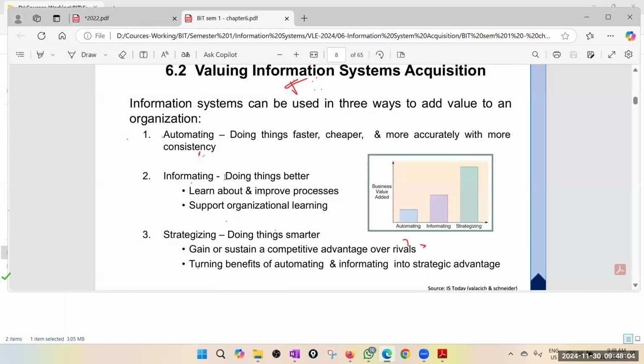Doing things better means informating. Anyway, it's not a standard knowledge.